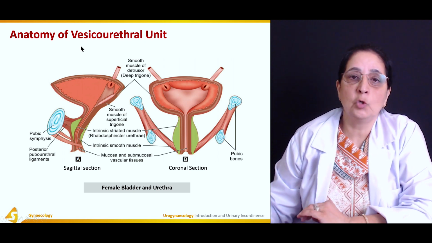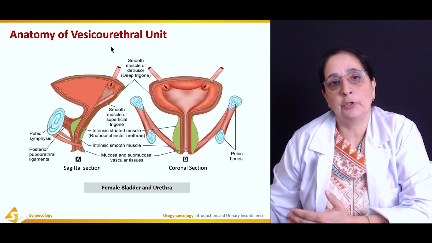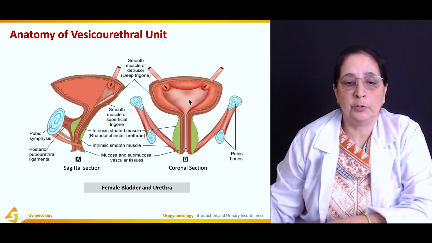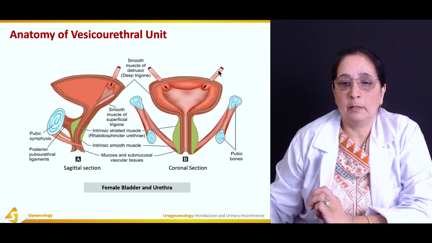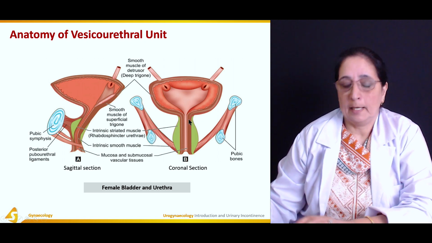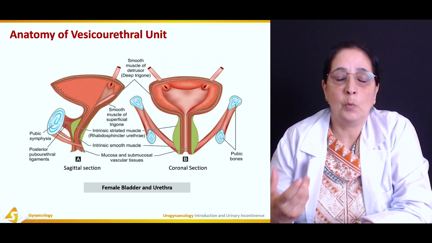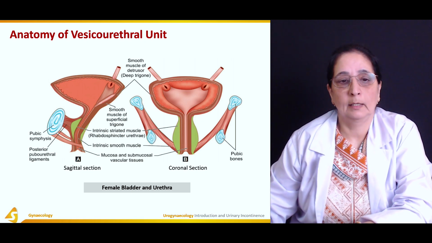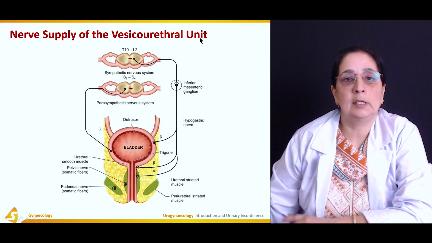Vesico is the term used for the urinary bladder, and urethral is for the urethra. So, the vesicourethral unit. Vesico is for the urinary bladder, and for the urethra we have two ureteral orifices, the urethral orifice, and then we have sphincters, which are the circular structures that open and close to allow the flow of urine. Then what's the nerve supply of the vesicourethral unit?